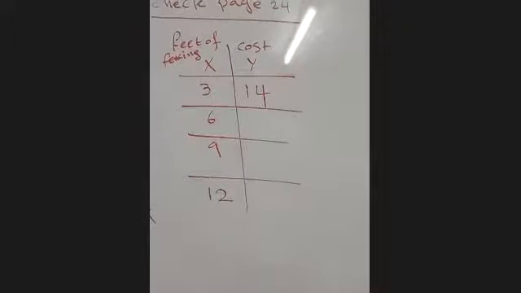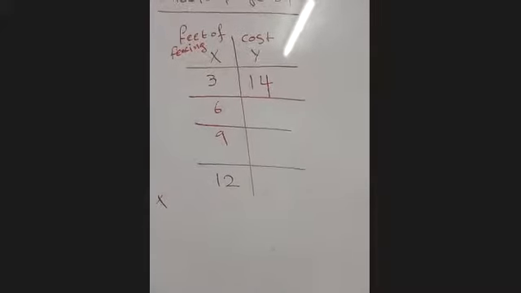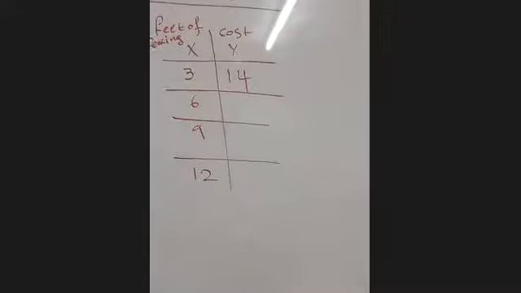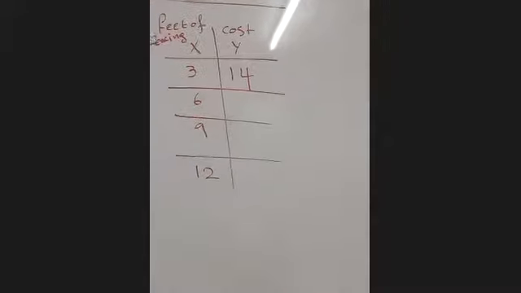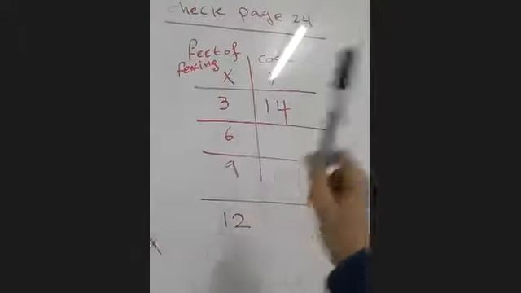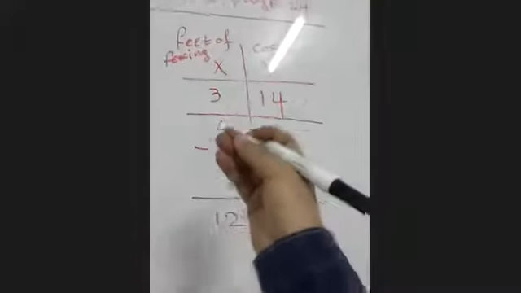First, 3 cannot, if we multiply it with any value, be 14. Here we are not searching for what 3 is multiplied by to equal 14. Here, 3 feet of fencing costs 14. Now, for 6 feet, how much will it be?